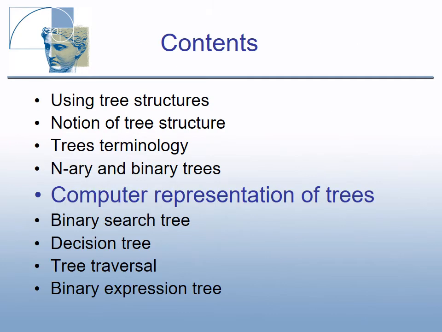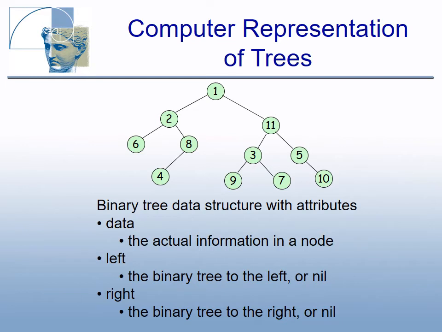Now let's consider the computer representation of trees. How do we effectively represent a tree in the computer? A binary tree data structure with attributes is usually used. It has 3 fields. The data field holds the actual information in a node. The left field points to the binary subtree to the left of the current node, or is empty. The right field points to the binary subtree to the right of the current node, or is empty.